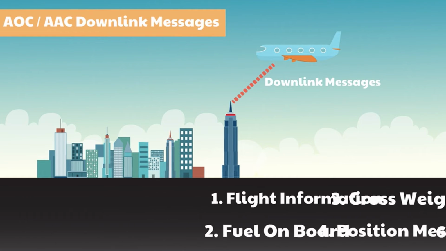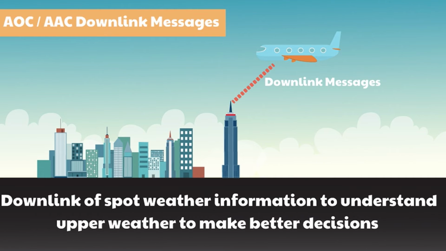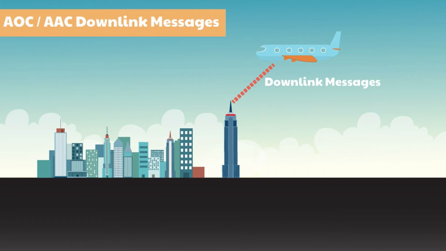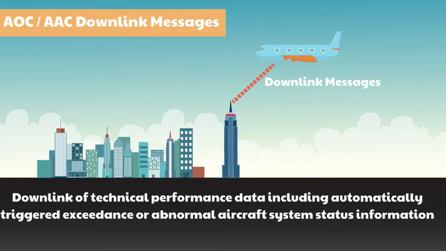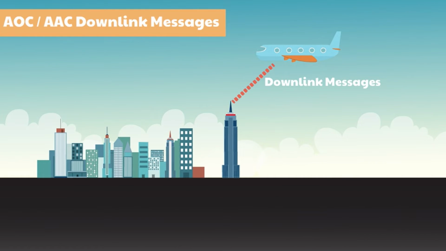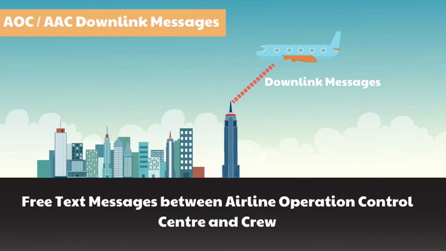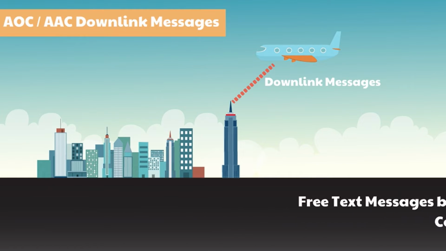tracking. Downlink of spot weather observations from aircraft sensors helps in the understanding of upper weather to make better decisions. Downlink of technical performance data, including automatically triggered exceedance, or abnormal aircraft system status information. Free text messages between Airline Operation Control Center and crew in the aircraft are also possible using ACARS.